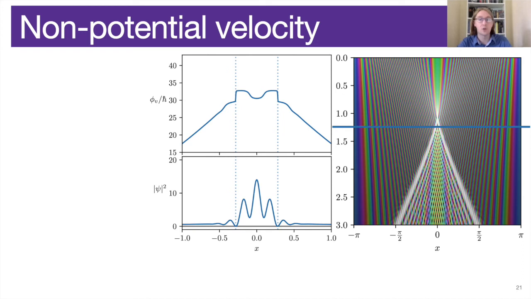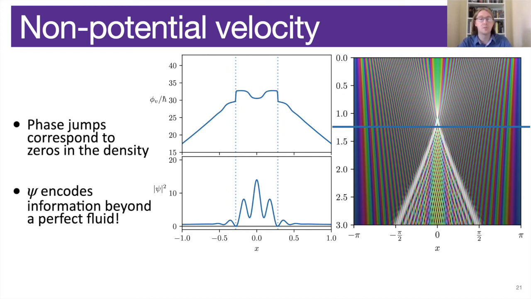This means that our wave function can encode information beyond just a perfect fluid, and that that's stored in these phase jumps and density zeros, which are caused by the interference. This is good news because it means that our wave function allows us to encode information from this multi-streaming region in a way that a simple fluid model cannot.